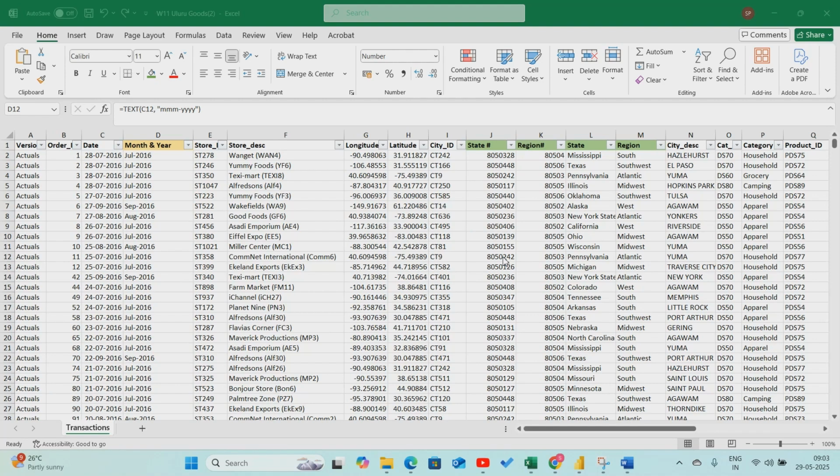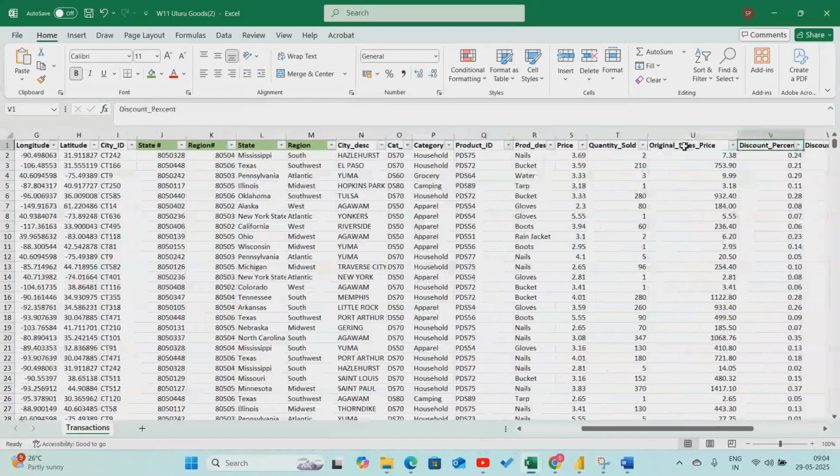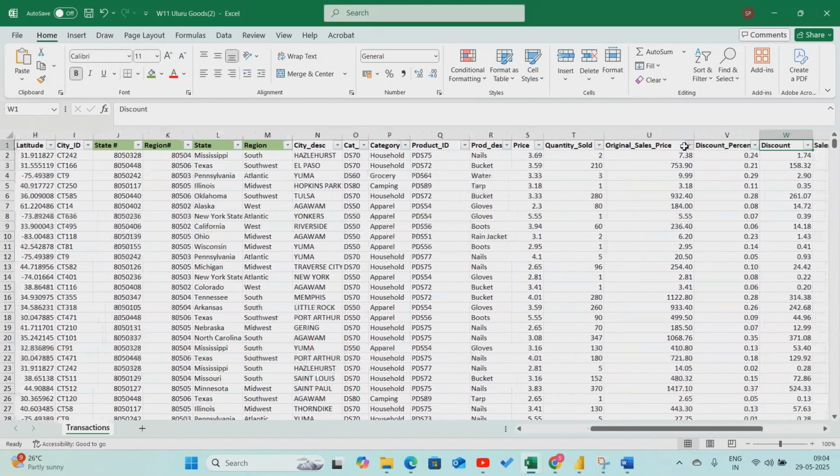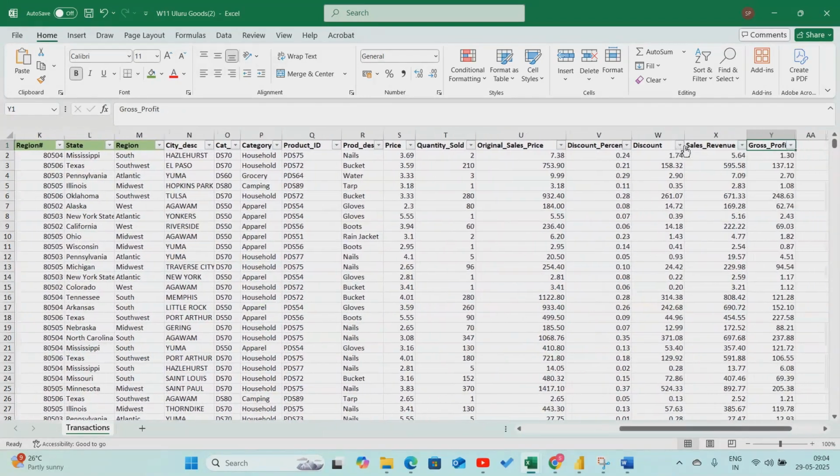So we have the sales information available at product ID, product description, then at store level, location level, category level and product level as well. Along with this, we have another set of information which is related to the cost. What was the unit price, how much quantity we have sold, what was the discount which was offered, what was the actual revenue and the gross profit generated.